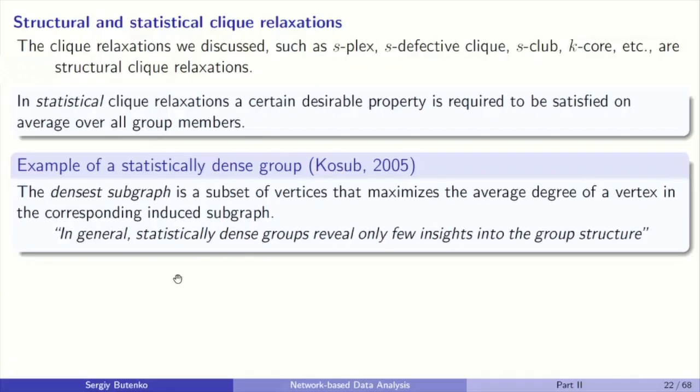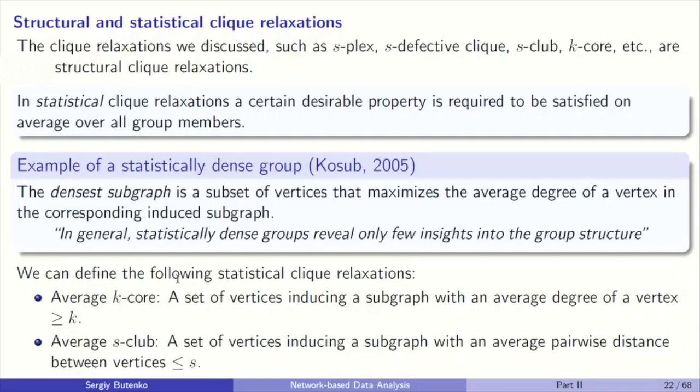And here they state that in general, statistically dense groups reveal only few insights into the group structure, which is at least partially true. So it's not as structured as a structural relaxation. That's why we call them structural. You may have some areas that are very dense, some that are not so dense, and so on, right? So there is more diversity here, I would say, in terms of cohesiveness within the group.